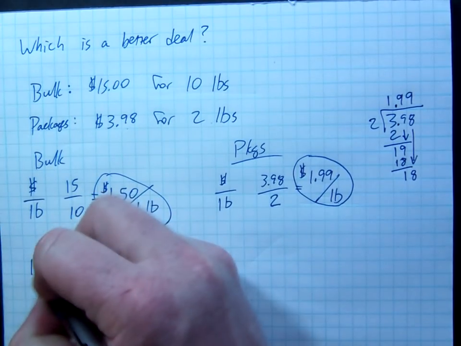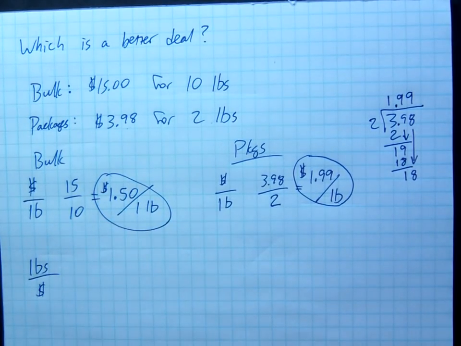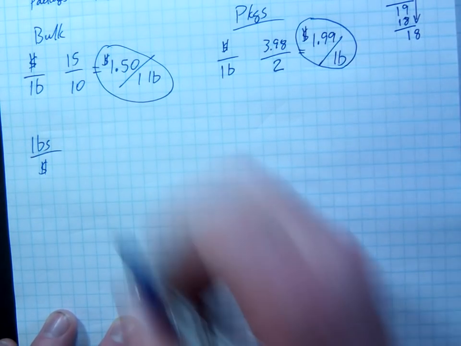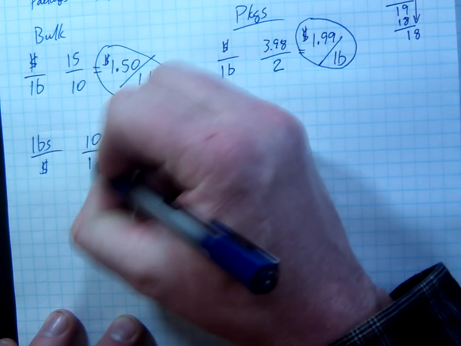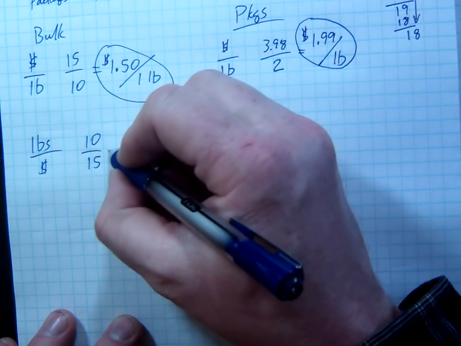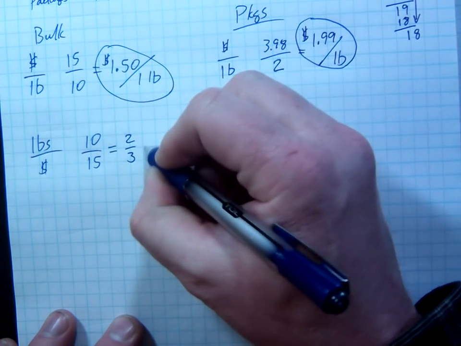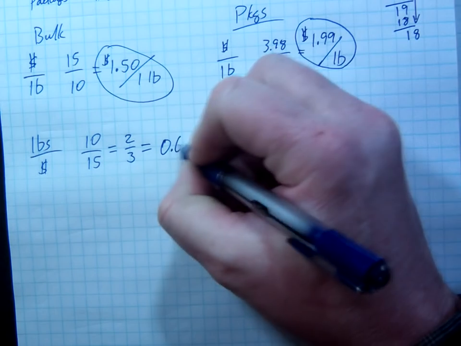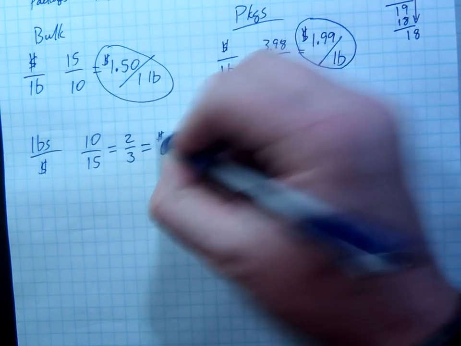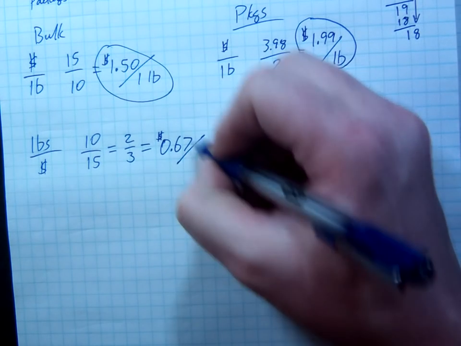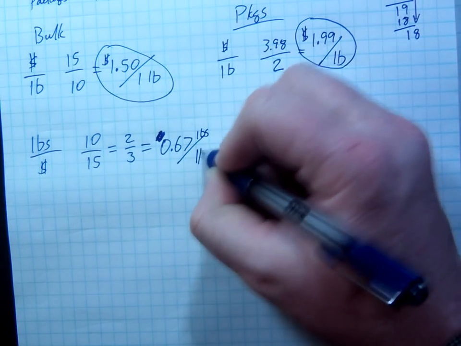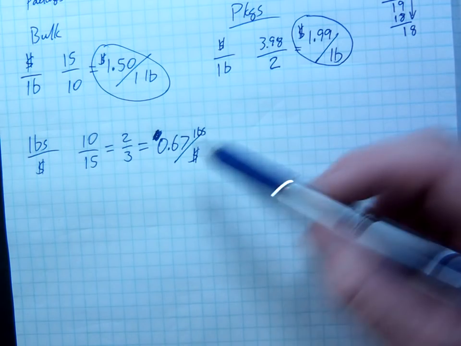So let's set it up that way and see if we get the same answer. So pounds on the top, dollars on the bottom. We want to find out how many pounds you can get for $1. Okay. So in this case, you get 10 pounds for $15. That's 10 over 15. That simplifies to 2/3, which we should know as a decimal is 0.66 repeating. Right? So that is 0.67 pounds for every $1. Okay, so we get 0.67 pounds per dollar.